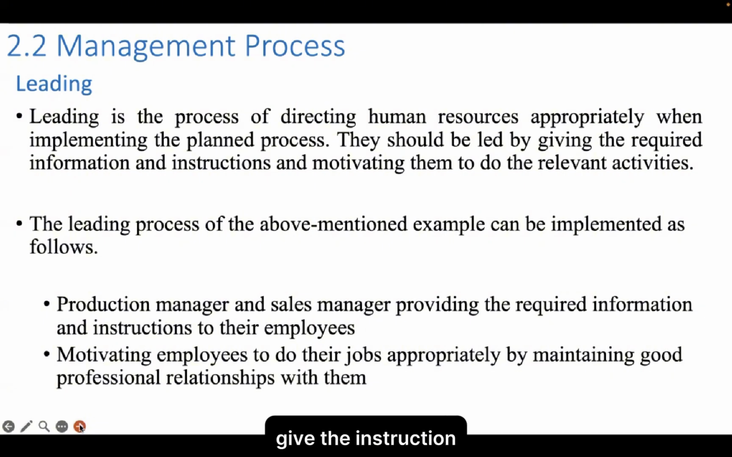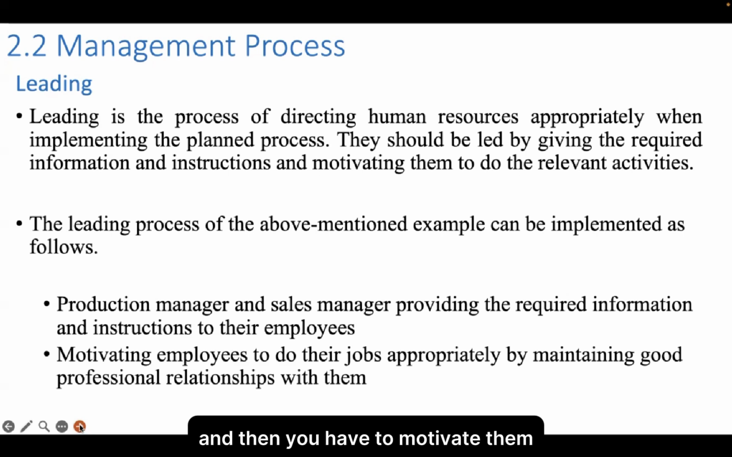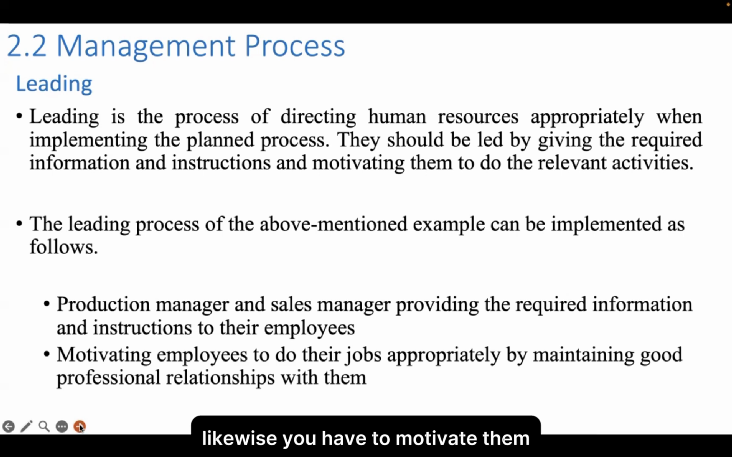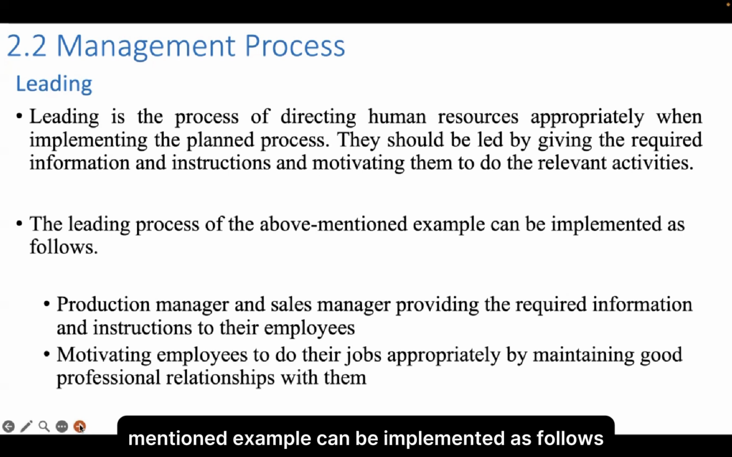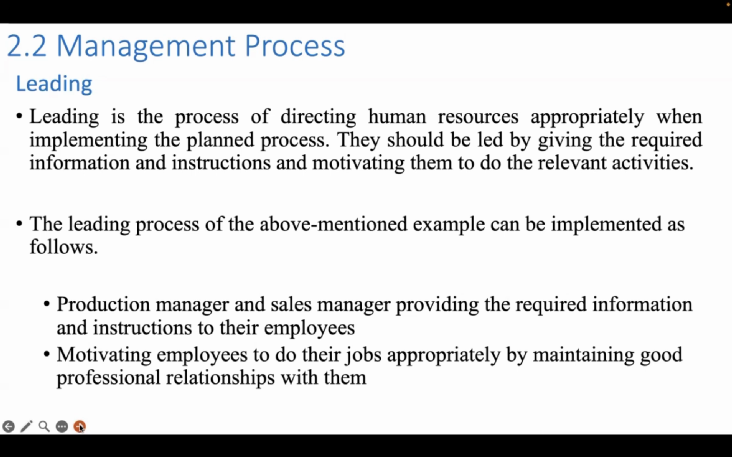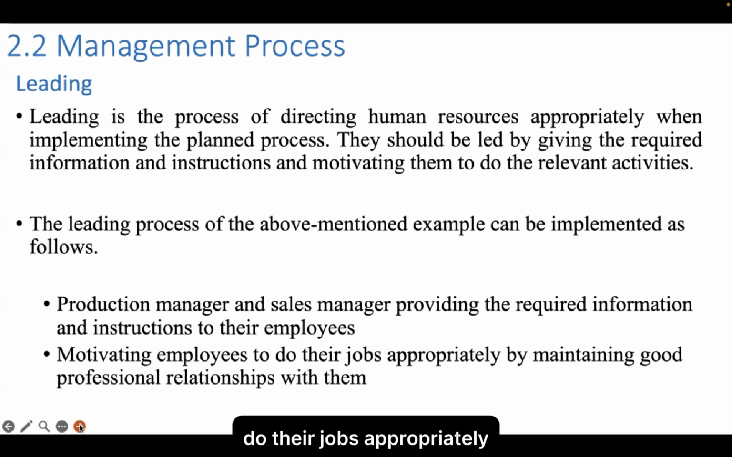You have to give the instruction, and then you have to motivate them. So if you do this, I will reward you, and here is the importance of doing it. Likewise, you have to motivate them. So the leading process of the above mentioned example can be implemented as follows. Production manager and sales manager providing the required information and instruction to the employees. Motivating employees to do their jobs appropriately by maintaining good professional relationship with them.